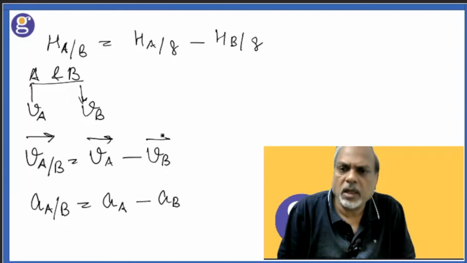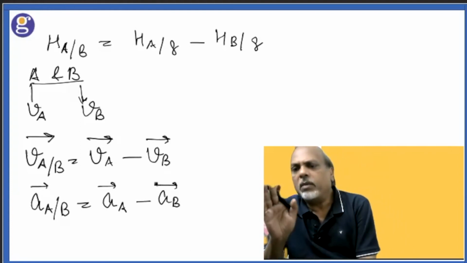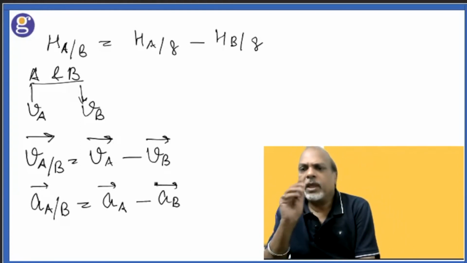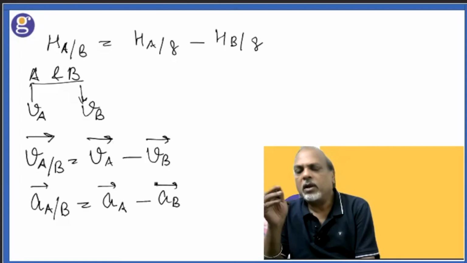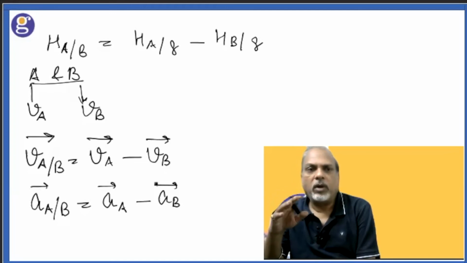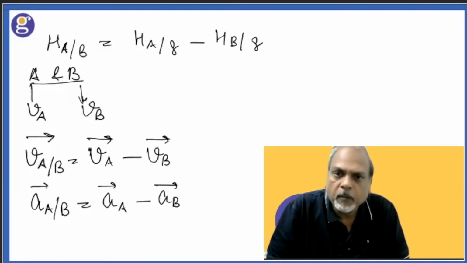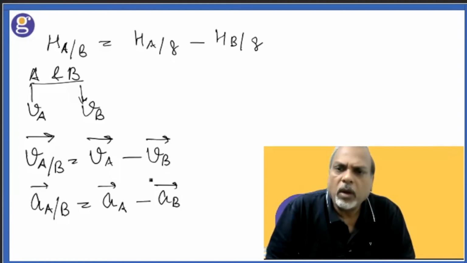If you take vectors, then you can never commit any mistake, because in one dimension it is okay, but in two dimensions, where directions can be anything in the form of I, J, K, these vector notations will be very helpful in solving the problems.